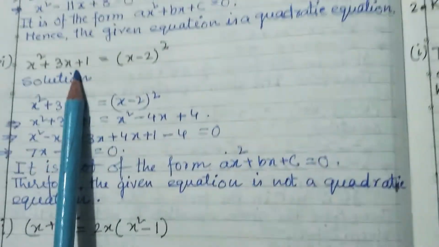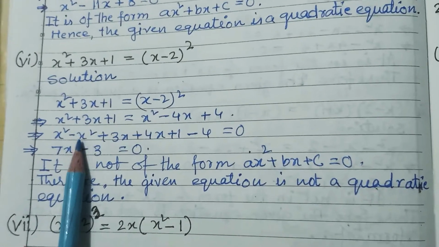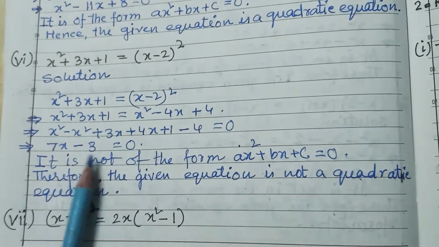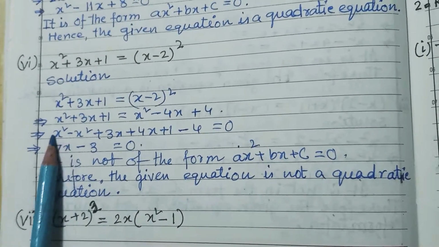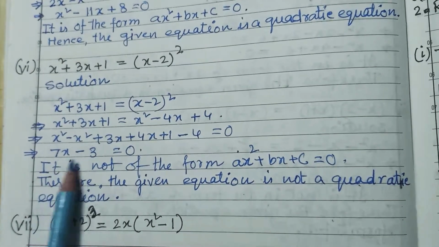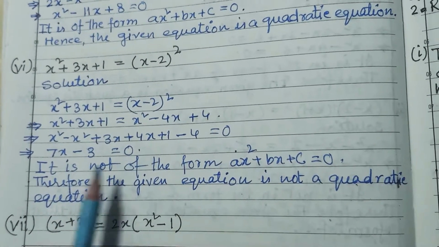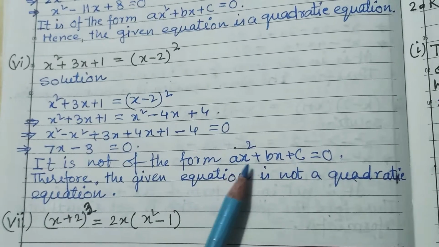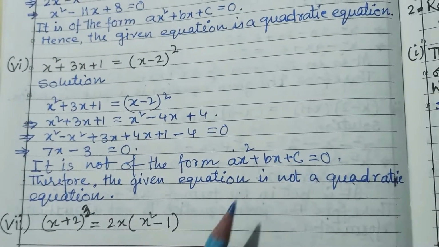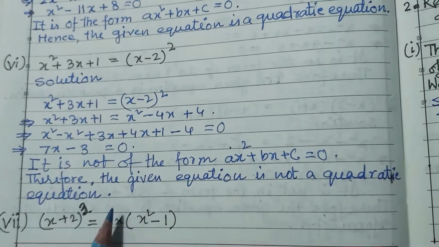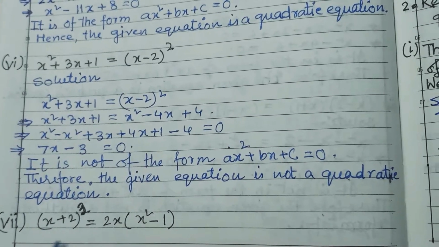Next, the same, you have to solve the left hand side and right hand side. The equation is coming, 7x square will cancel. So 7x minus 3 equal to 0. So it is not in the form of ax square plus bx plus c is equal to 0. So it is not a quadratic equation.